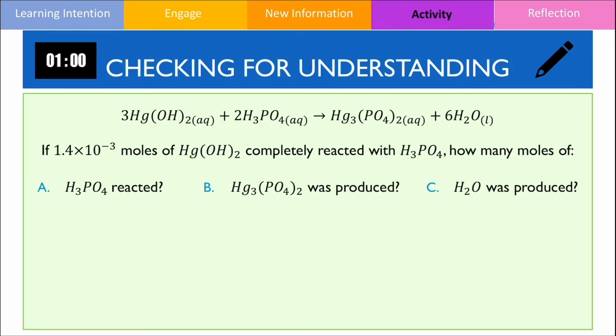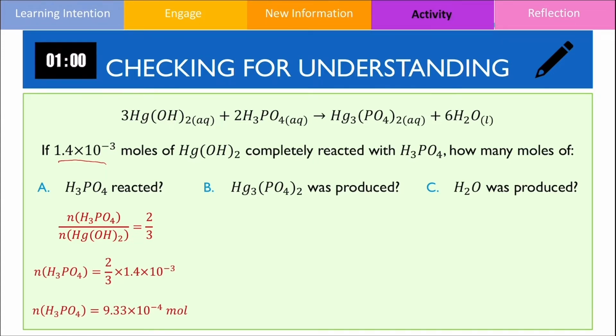In part A, the amount of phosphoric acid to mercury hydroxide is in a 2:3 ratio. Since we know there is 1.4 × 10^-3 moles of Hg(OH)2, multiplying both values will give us the number of moles of phosphoric acid used, which is 9.33 × 10^-4 moles.